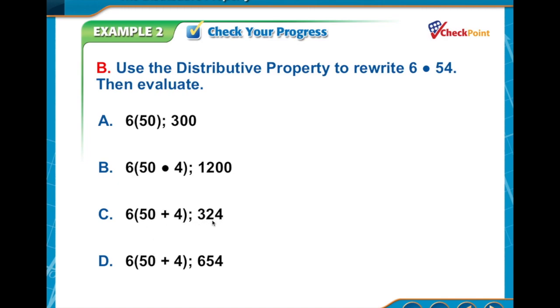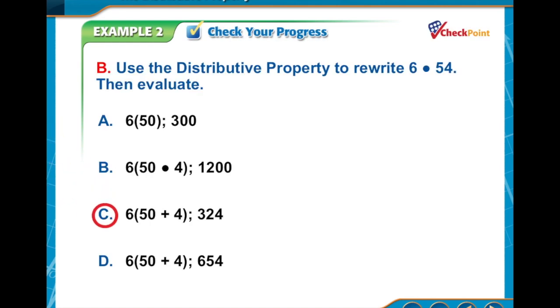So which one of these values is correct? Well, if you did this in a calculator or if you wrote it out, you would find the total should be 324. So our solution to 2b is 324.